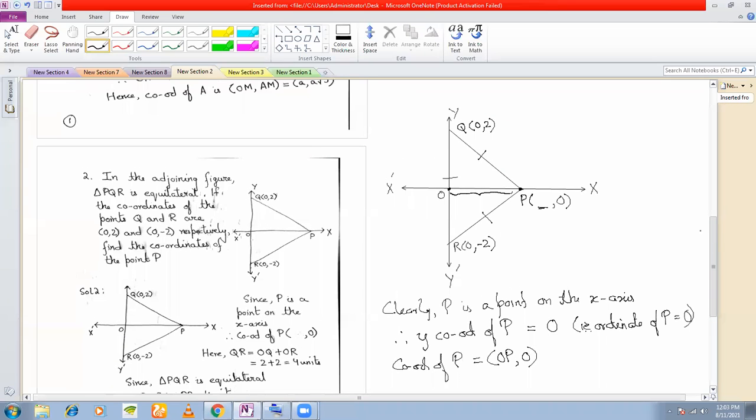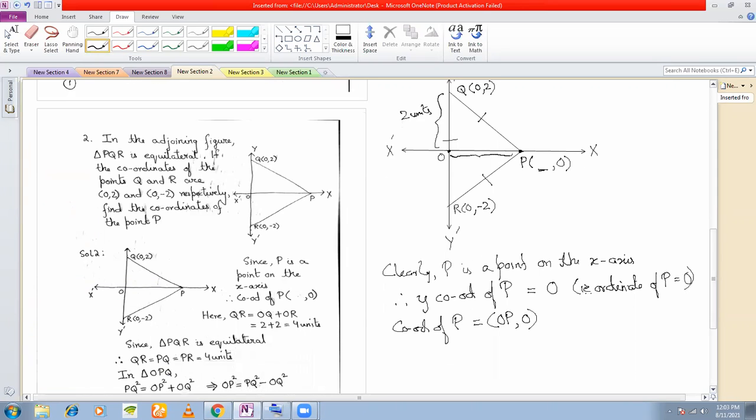Now see here, this is an equilateral triangle, right? What is this length? OQ, 2 units, right? So OQ is equal to 2 units. What is this distance here? If you see the coordinate here, 0 minus 2, this distance is also 2 units. All of you agree? Yes, sir. OR is also equal to 2 units.